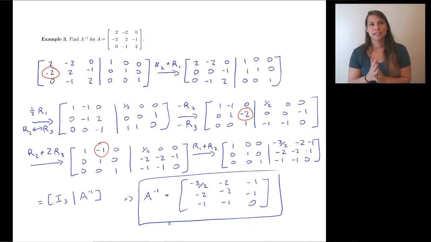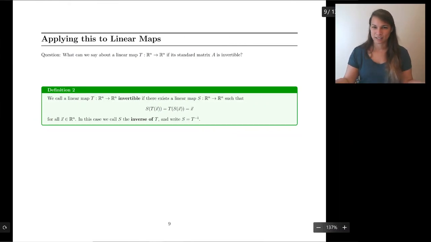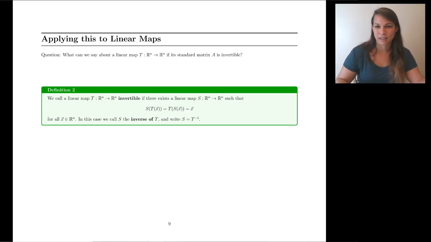Cool. Something we talked about at the end of last week. We talked about linear transformations. So we've seen that A having certain properties ends up meaning that T is going to have some interesting properties. So let's see what happens when we apply this to linear maps. What can we say about the linear map T if its standard matrix A is invertible? Spoiler alert, it's going to be invertible as well. But we're going to start with the definition and prove that later.